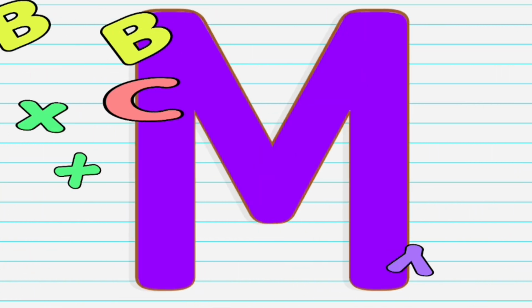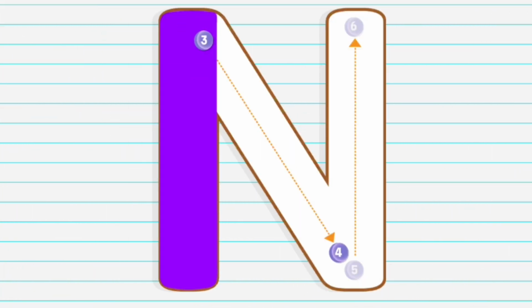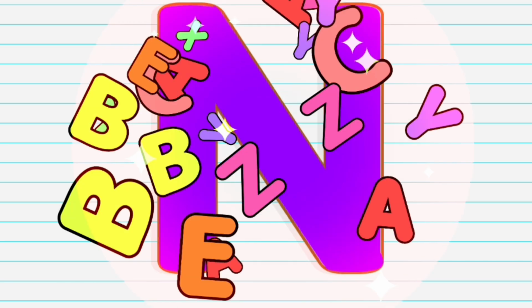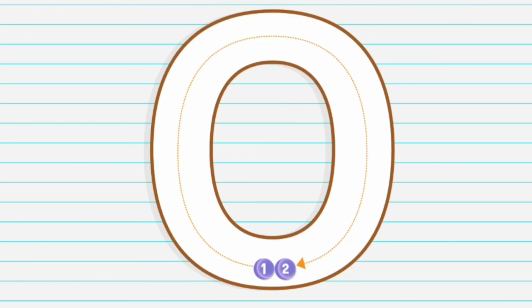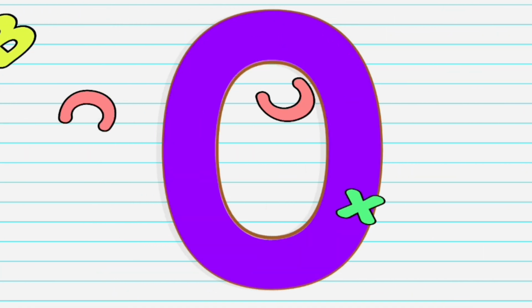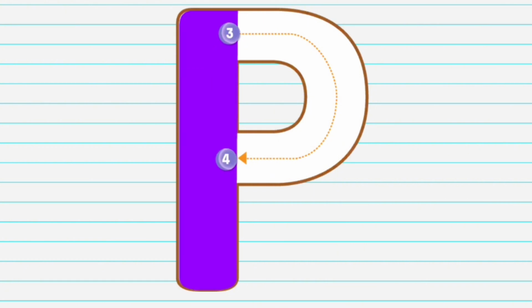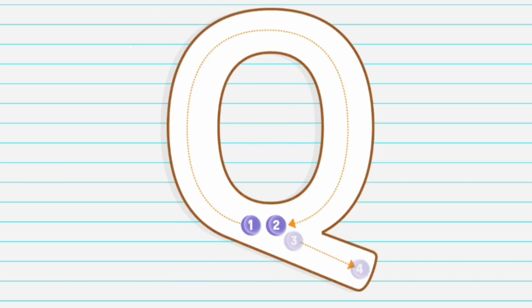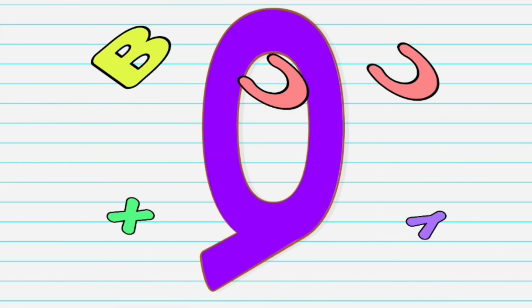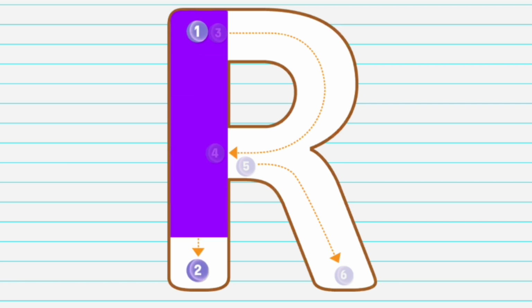This is M. N. Let's write N. This is N. O. Let's write O. This is O. P. Let's write P. This is P. Q. Let's write Q. This is Q. R. Let's write R.